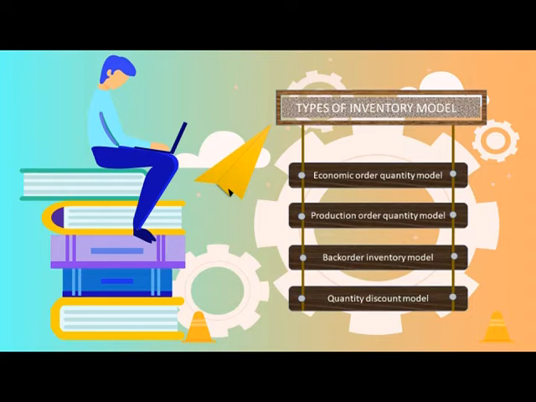For the economic order quantity model, it calculates the number of items that should be ordered at one time to minimize the total yearly cost of placing orders and carrying the items in inventory. For the production order quantity model, it is the economic order quantity technique applied to production orders. For the back order inventory model, it is only used for plant shortages. And the last is the quantity discount model. It minimizes the total cost when quantity discounts are offered by suppliers.